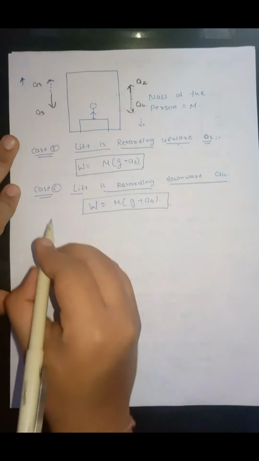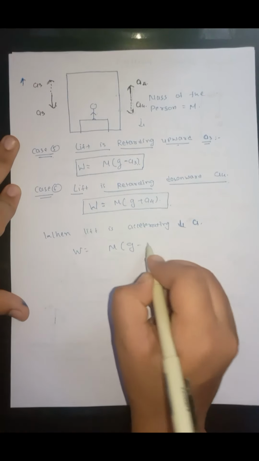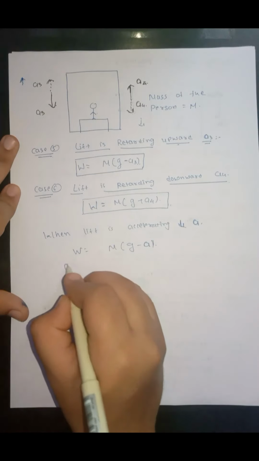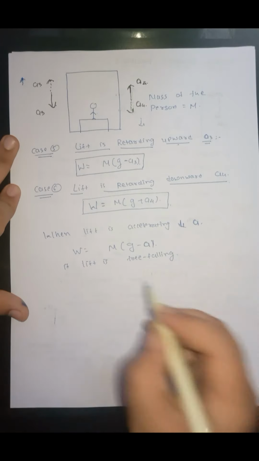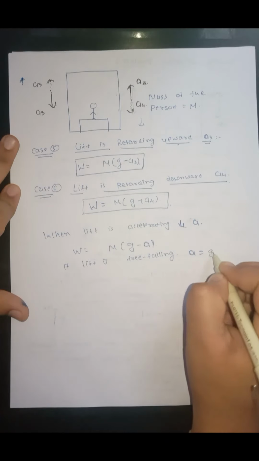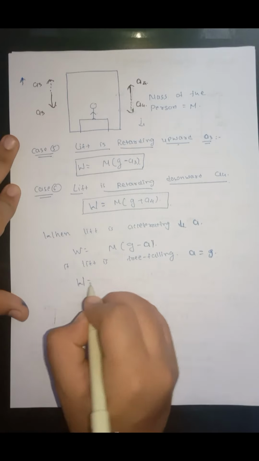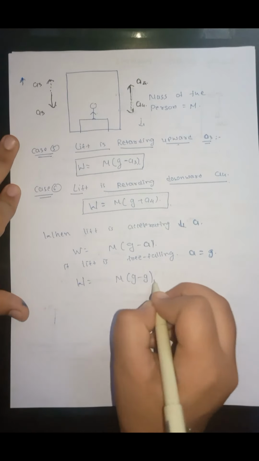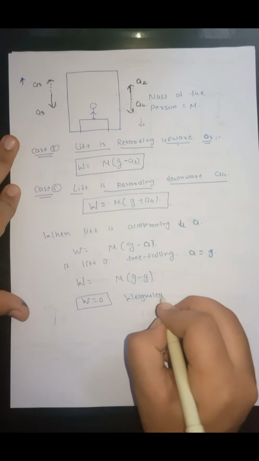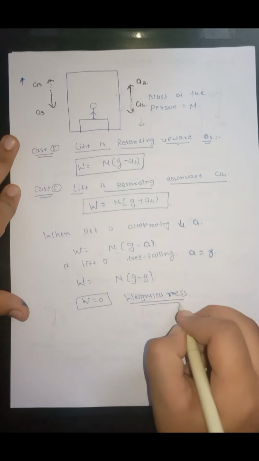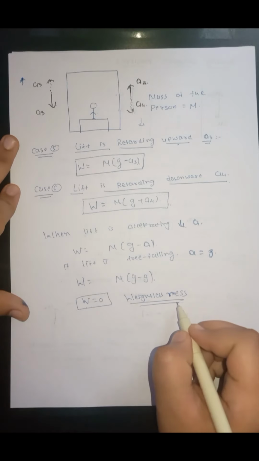Now we have seen that when the lift is accelerating downwards with acceleration a, the weight will be mg minus ma. Now, if the lift is free falling, then its acceleration will be equal to the gravitational acceleration. So in this case, the weight will be m into g minus g, that will be equal to 0. So this will be the condition of weightlessness. So during the free fall of the lift, the weight of the person will be 0.